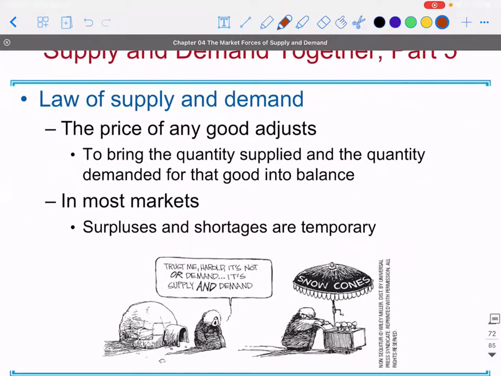Oh, good joke. Trust me, Harold, it's not "or demand," it's supply and demand.